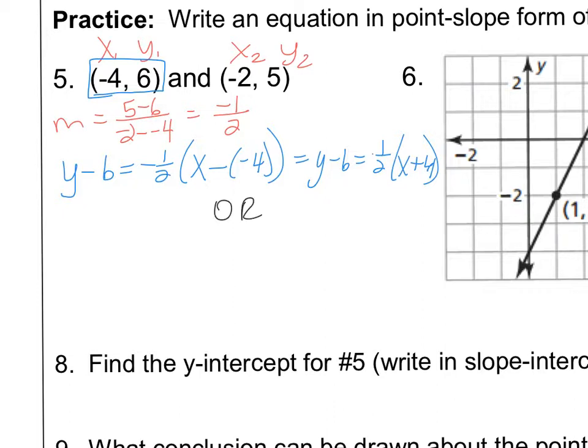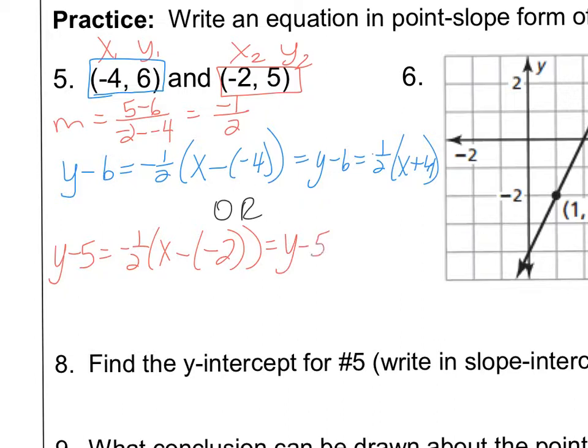I could choose instead to use the second point. It doesn't matter which point I choose. If I chose to use the second point, I would say y minus 5 equals -1/2 (x minus -2), which really simplifies into y minus 5 equals -1/2 (x plus 2). Either one of those will work just fine.